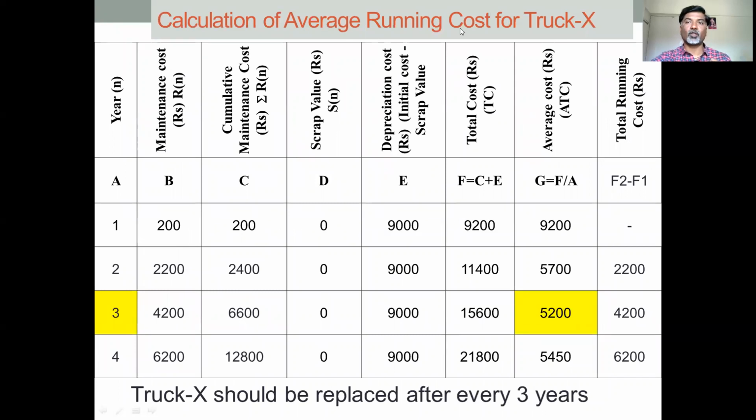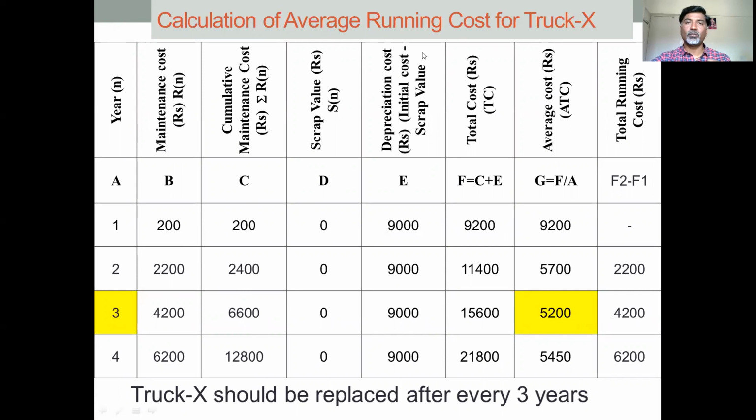Calculation of average running cost for truck X. We are taking into consideration only truck X. For the first year, the maintenance cost given is 200 rupees, so the cumulative cost becomes 200 rupees as it is. Scrap value is not given here, so scrap value is 0.